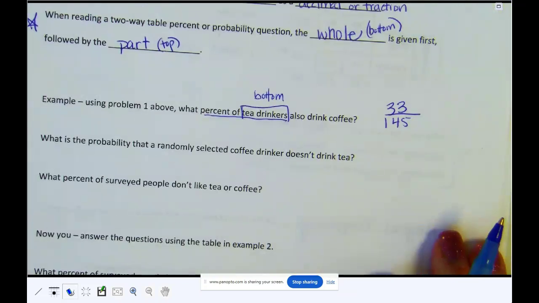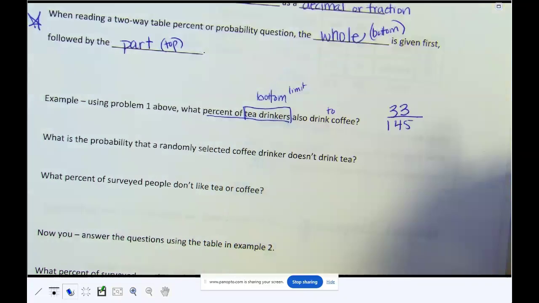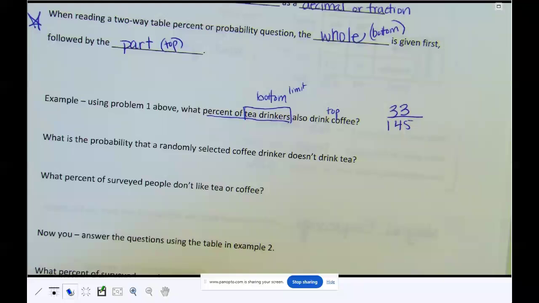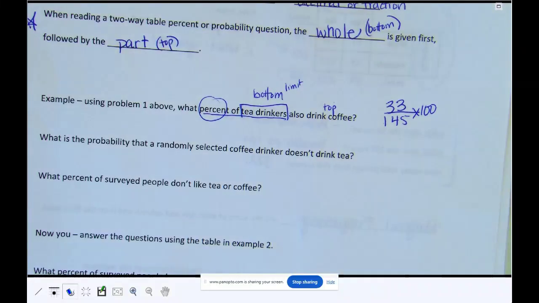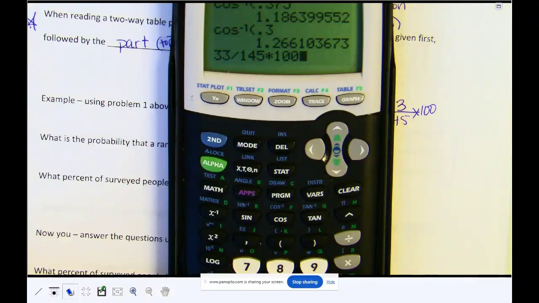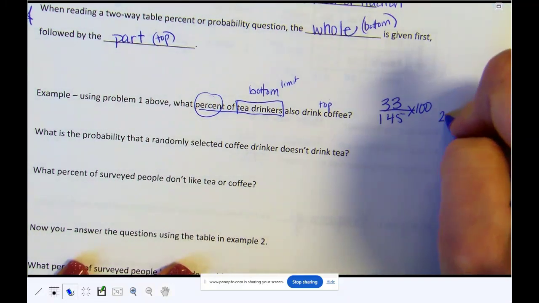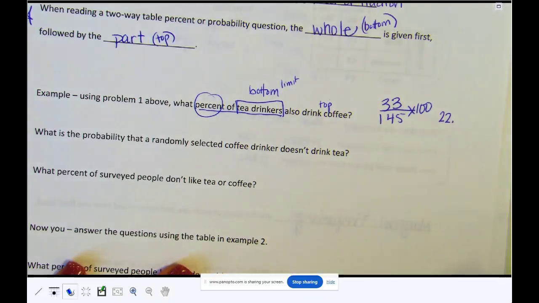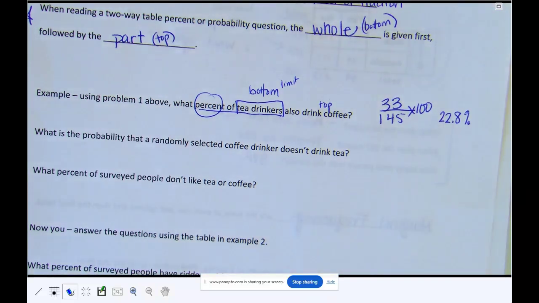Okay, now the bottom comes first and it limits. That's the highlighter part. And then this is the top, the people who drink coffee. Now, I asked for a percent. So we're going to do 33 divided by 145, and multiply by 100 in your calculator, exactly the way that's written. 33 divided by 145 times 100. What do we got? 22.8. Yep, 22.8.